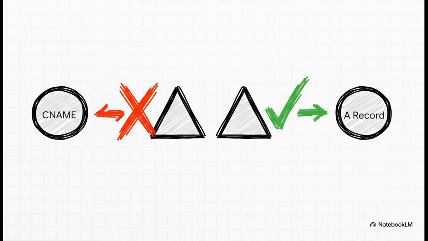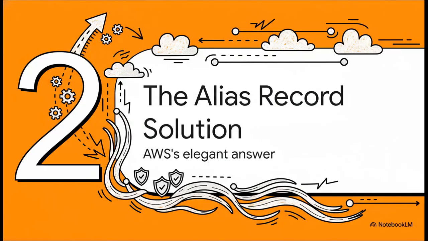And here it is, the big rule. You are just not allowed to create a CNAME record at the Zone Apex. It's a hard no in the standard DNS protocol. A CNAME, or canonical name, is basically a pointer from one name to another name. But the Zone Apex, well, it has to point directly to an IP address. And that's a huge problem, right? Because things like our load balancers have dynamic IPs that can and do change. So if standard DNS has this major limitation, what are we supposed to do?